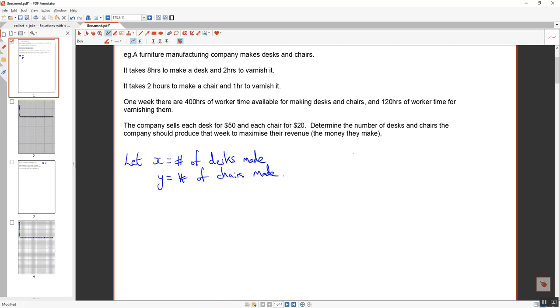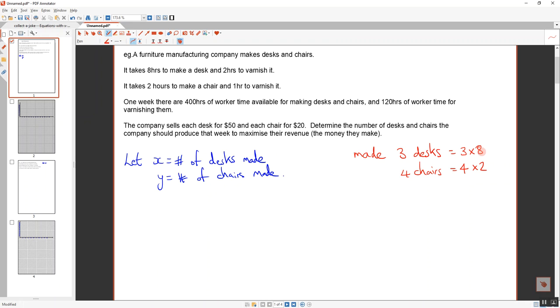Okay, well here's a question for you. Let's say, don't write this down, that I made 3 desks. How long would that take me? 24 hours. Okay, how'd you get that? 8 times 3. Yeah, because it's 3 desks and I'm multiplying by 8. If I made 4 chairs, how long would that take? 4 times 2. Right, because it's 4 chairs and it takes 2 hours for each of them.